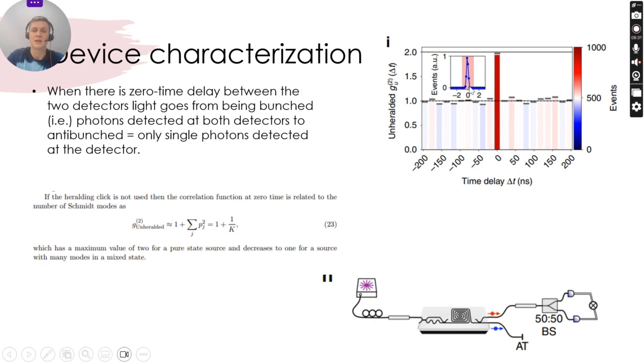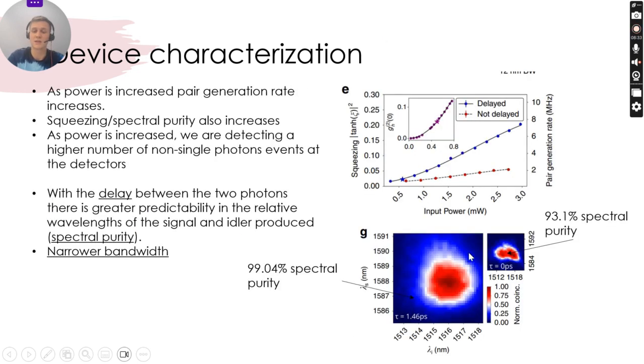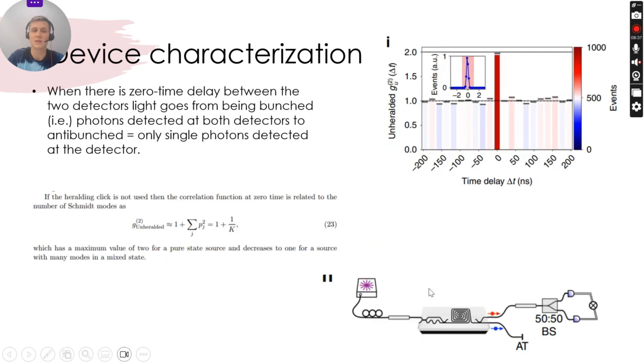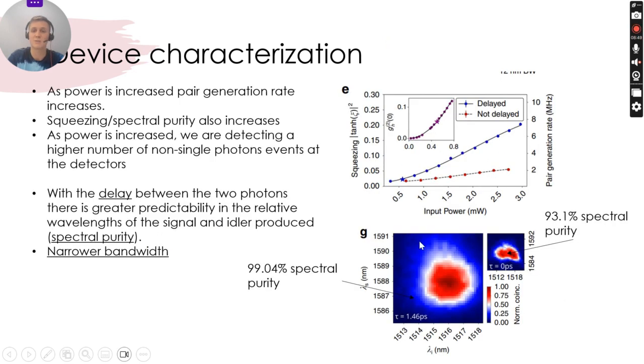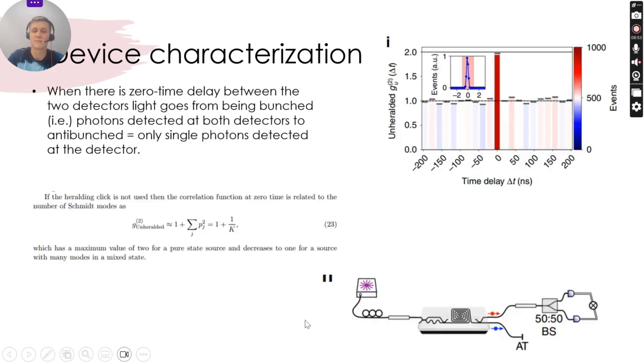So all this is saying is just another way. They use this as another way of calculating spectral purity. So one nice result is that this tells you you're producing nice pure single photons. And they also use this to calculate the spectral purity and verify this result here. Hopefully that makes sense. That is all explained in the paper.